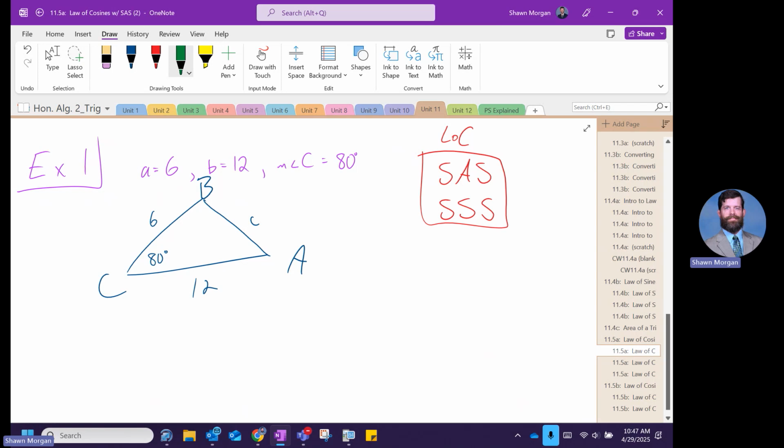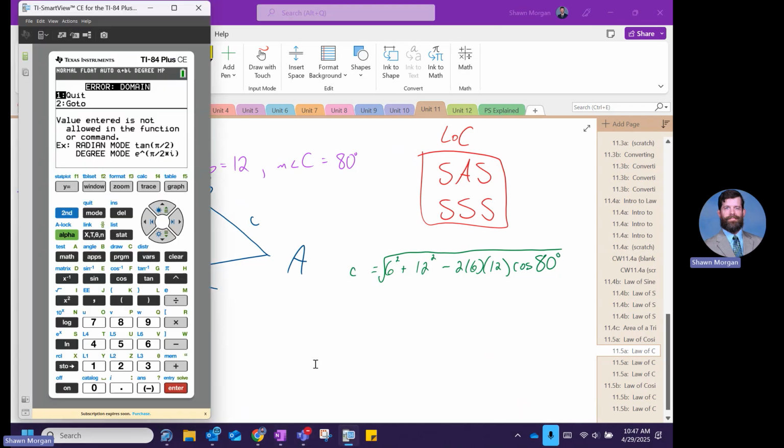All right, so here we go. I'm going to put up my formula here. Little c squared equals little a squared plus little b squared, minus 2 times 6 times 12 times the cosine of 80. And the reason I like the law of cosines is all I have to do is plug all of that into the calculator and run the numbers. If you really want to be fancy and fast, you could take the square root of both sides before you plug it in, and you can just type all of that in right off the get-go.